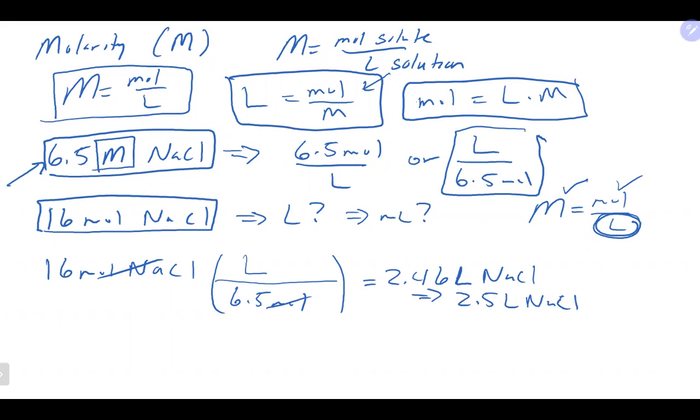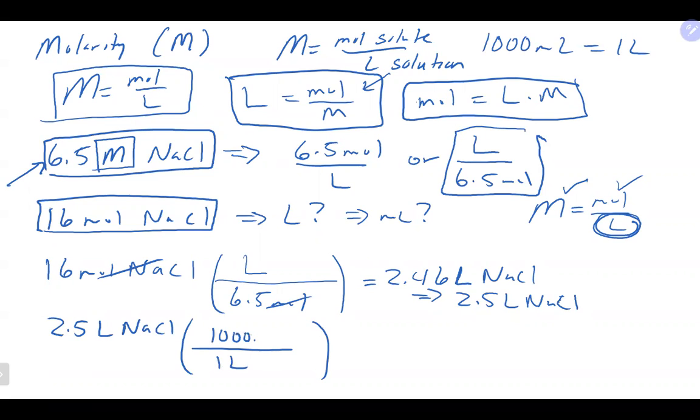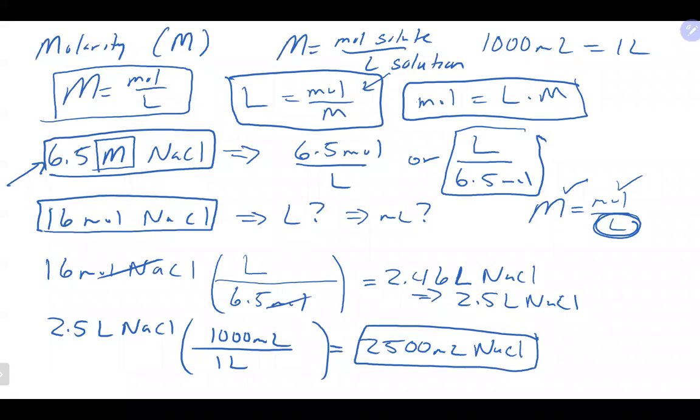One very important conversion with solutions is liters and milliliters. There is 1,000 milliliters in a liter. So that's a conversion that you use a lot with solutions. So if I did want milliliters here, 2.5 liters, and we'll do our conversion. 1 liter is 1,000 milliliters. And that would give me 2.5 times 1,000, 2,500 milliliters of sodium chloride. So if I knew the moles and I knew the molarity, I could use it to figure out the volume, either liters or milliliters, which is a very common sort of unit.